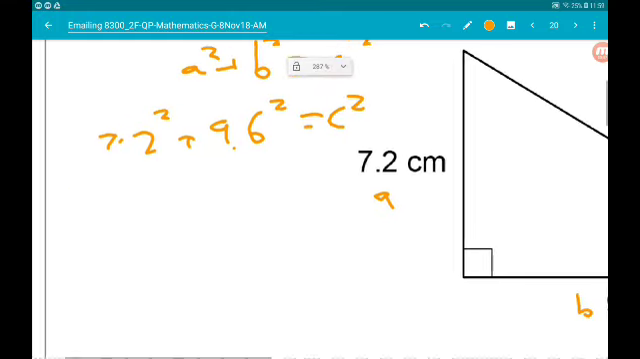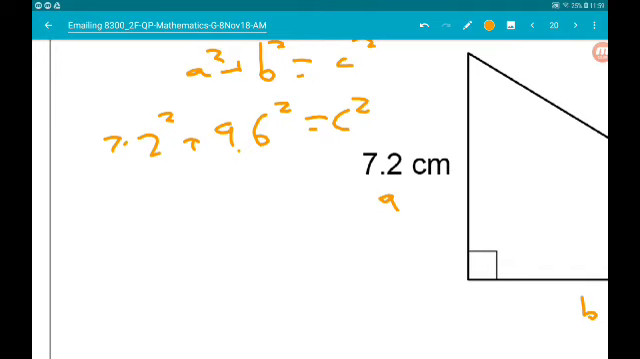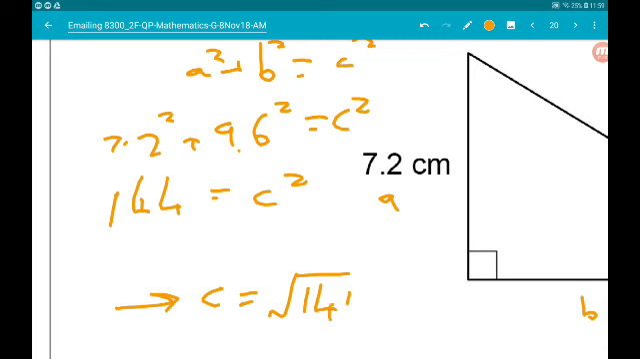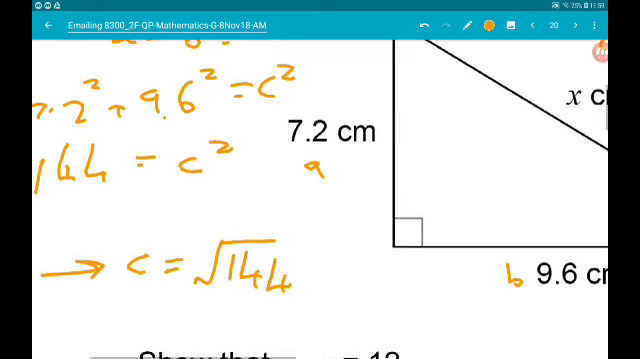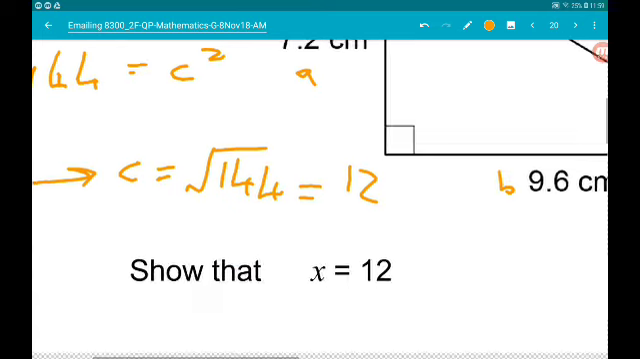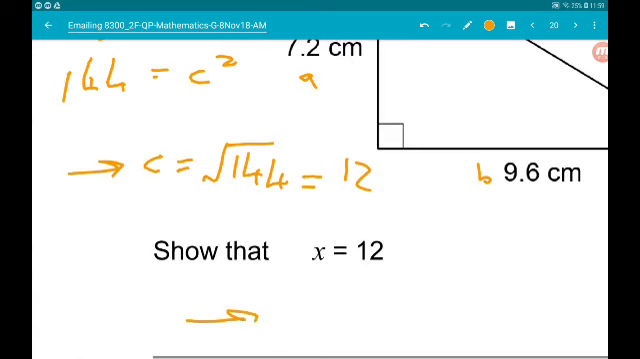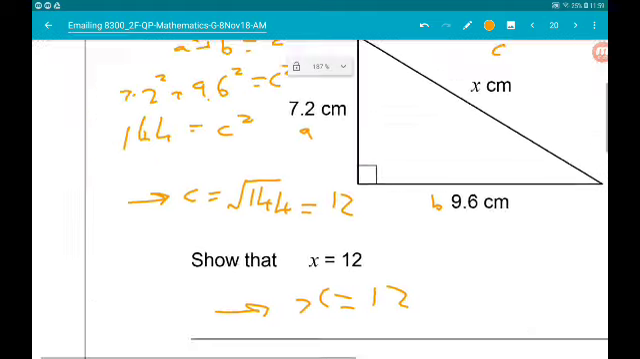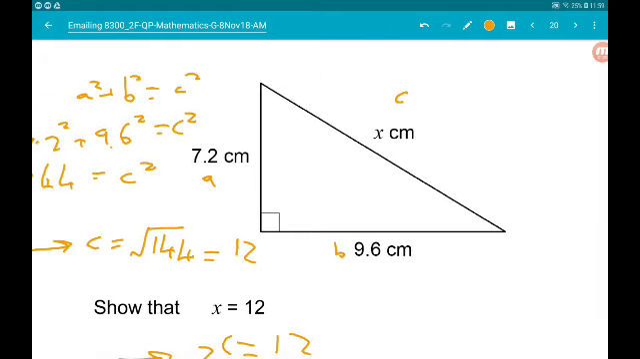Put the left hand side into your calculator, make sure you get 144 is equal to c squared. Therefore, c is the square root of 144, which is 12. Therefore, x is equal to 12 because c is x. Cool.